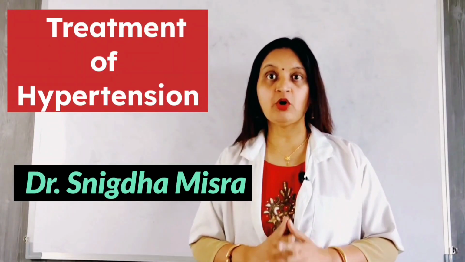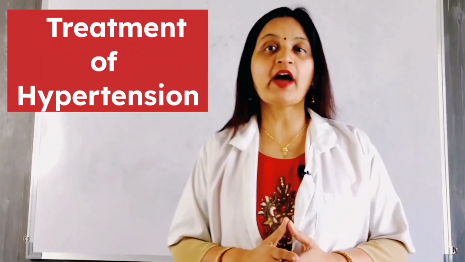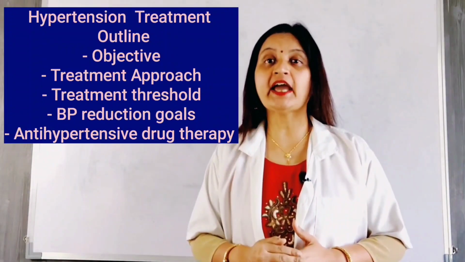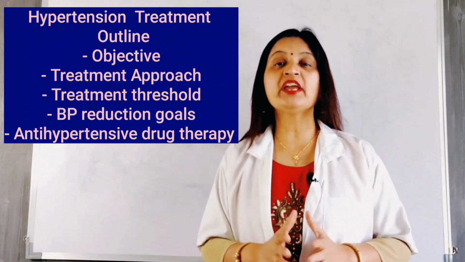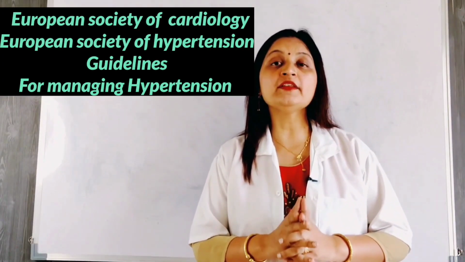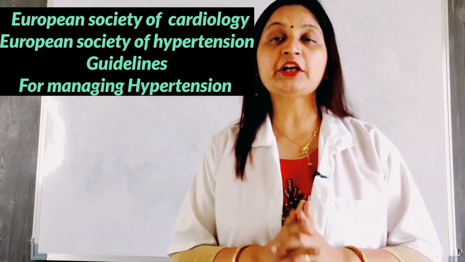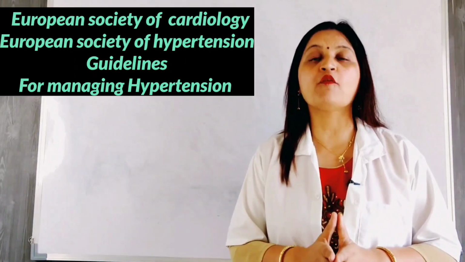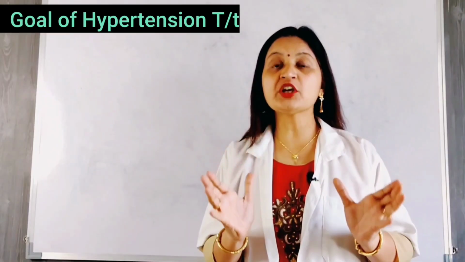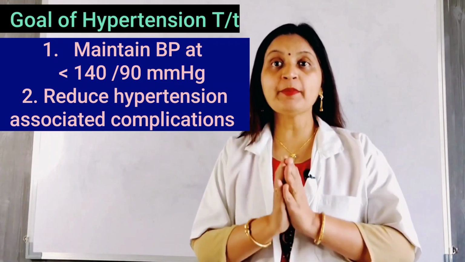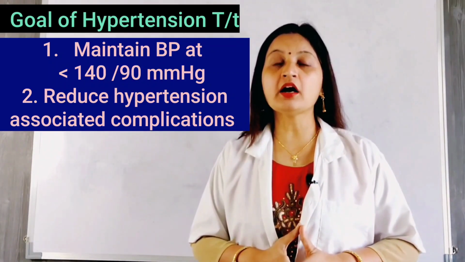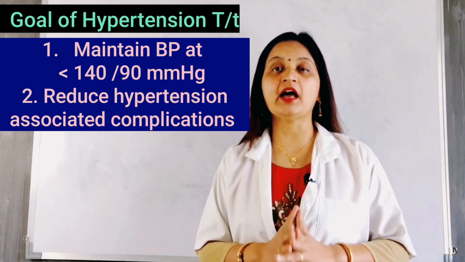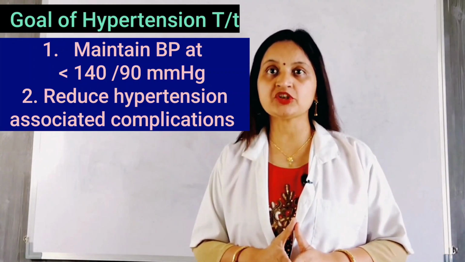Of hypertension treatment, what should be the approach in the management of hypertension, when to initiate antihypertensive drug therapy, what should be the blood pressure reduction goals, and in brief about the antihypertensive drug therapy. So here I have referred to the European Society of Cardiology and European Society of Hypertension guidelines for the management of hypertension. Overarching goal in the management of hypertension is to maintain blood pressure less than 150 by 90 mm of mercury and to prevent the occurrence of cardiovascular diseases and other hypertension associated complications.